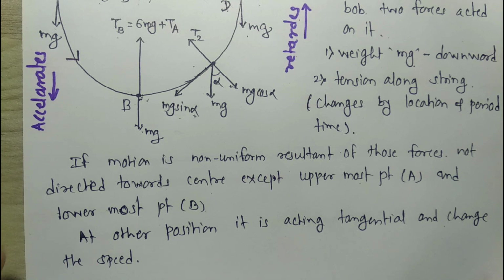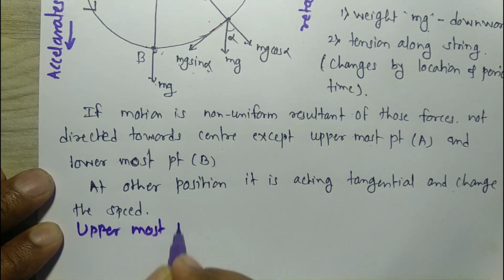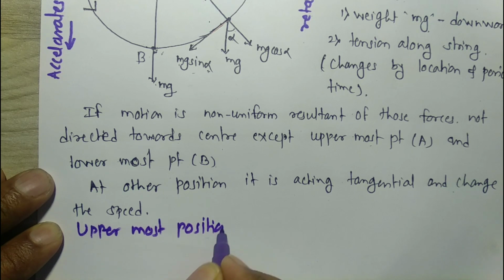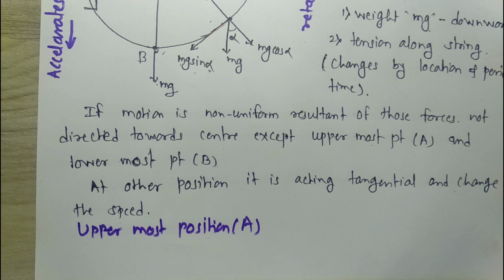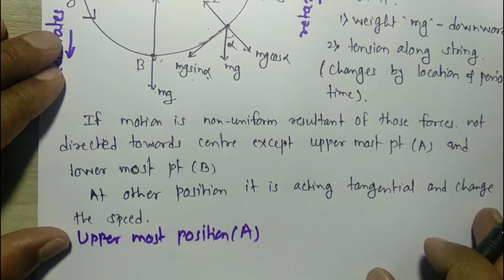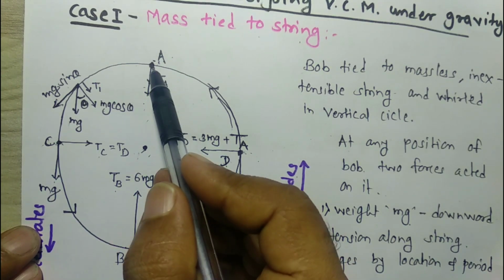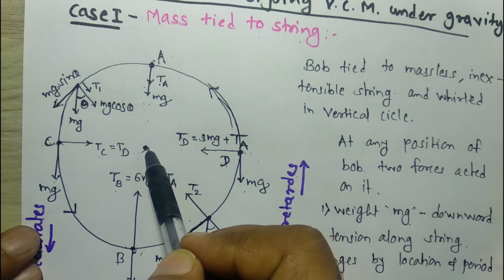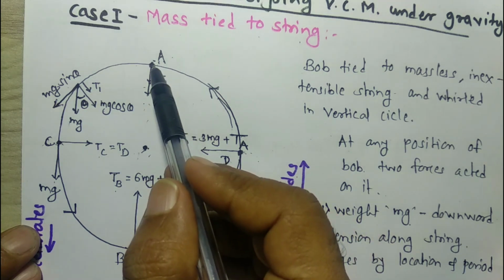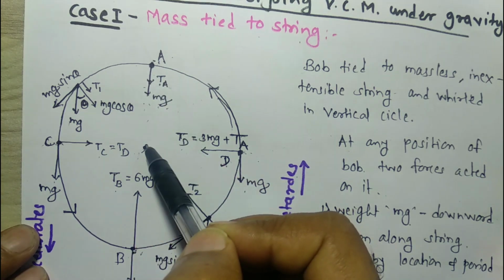Now we have to consider first of all the uppermost point or position. That means position A. We have to know the position A inside the figure. Once again we move with the figure here. At position A, it is the uppermost position. TA is the tension which is acting toward the center of the vertical circle, and mg is the weight which is acting downward. That means these two forces act toward the center.